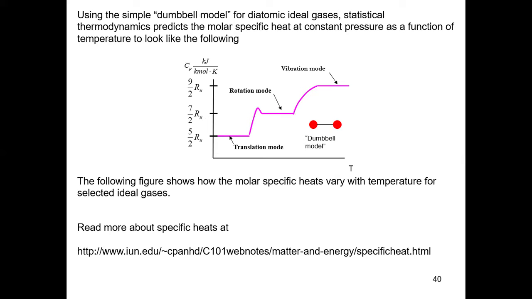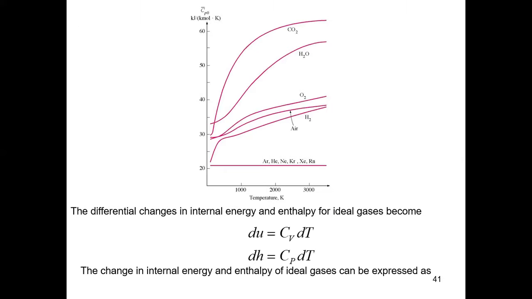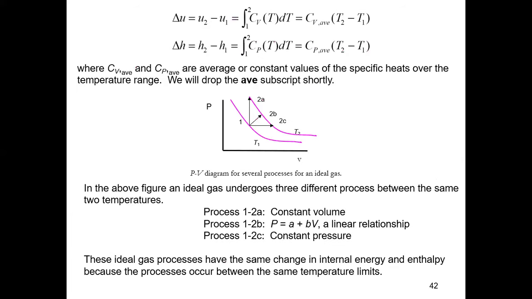So here is the process. The figure shows how the molar specific heats vary with temperature for selected ideal gases. The translation mode is 5/2 R, then the rotation mode is 7/2 R, and the vibration mode is 9/2 R. And the differentials in internal energy and enthalpy for ideal gases become du is equal to Cv dT, dh is equal to Cp dT.